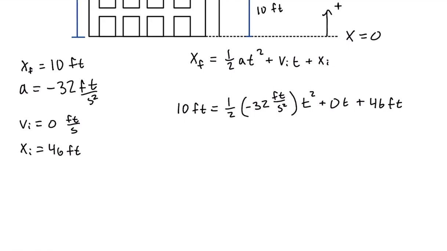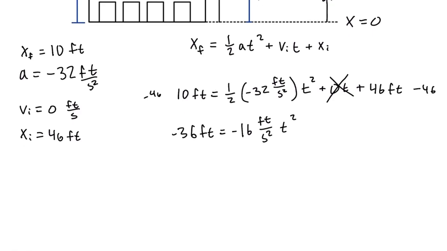Okay, so we can get rid of this term right here to simplify. And we don't need to solve the quadratic formula for this example. We will need to in the future. So we're going to get t by itself here. To simplify this, we're going to subtract 46 from both sides, minus 46. Minus 46. So we're going to have negative 36 feet equals, we'll do this 1/2 times this negative 32, giving us negative 16 feet per second squared times t squared.